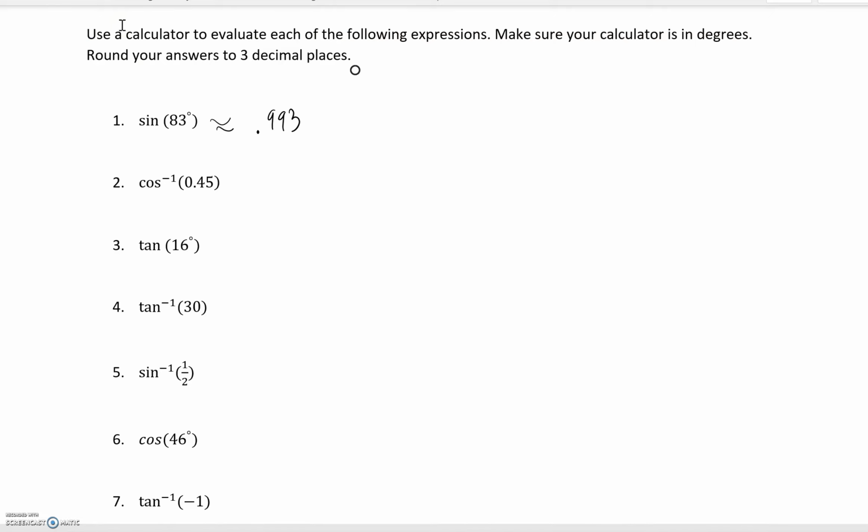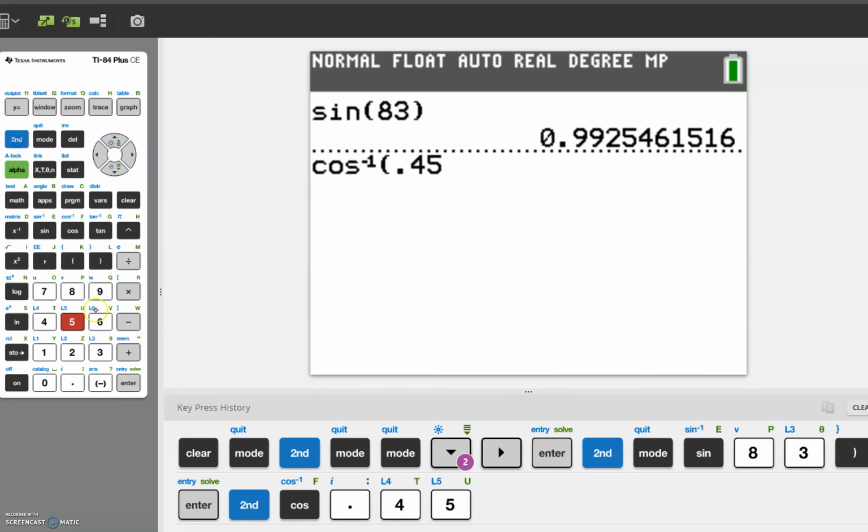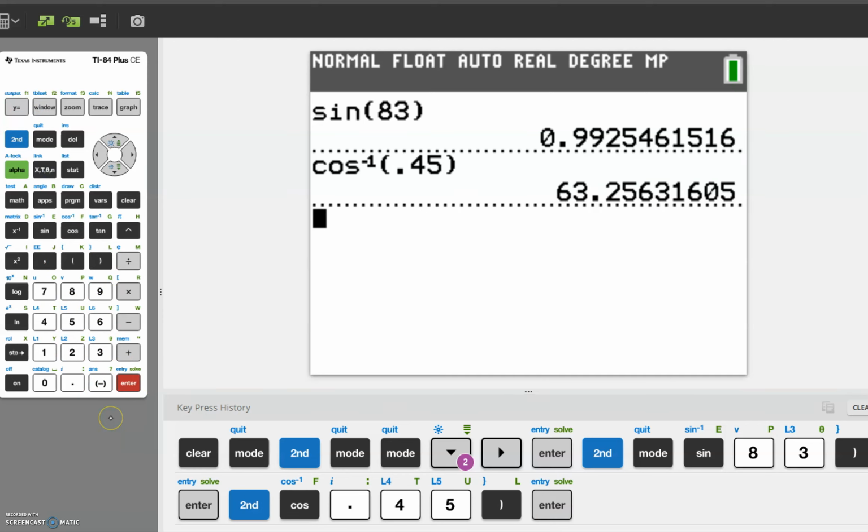Up next, we have cosine inverse of 0.45. Now remember that for inverse trigonometric functions, your input is a ratio of 2 sides of a right triangle, and your output is an angle. Those ratios might be simplified, right? 0.45 is a simplification of a ratio. So for my calculator, I have to hit the second button and then hit the cosine button to get cosine inverse. Then I hit 0.45. Rounding my answer to 3 decimal places, I have 63.256 degrees.